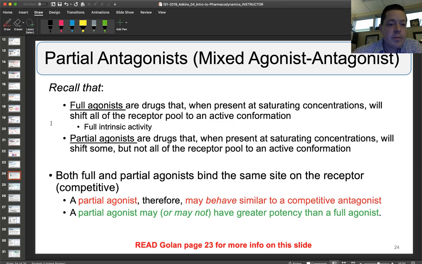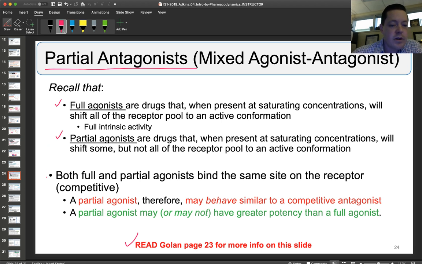Now, in some instances, this is one thing I want you guys to star, and definitely go and read these pages here, because I want you to see what is written in these particular slides. We'll cover it in the next one, but remember, we've talked about full agonists and we've talked about partial agonists. But let's think about what happens if you have full agonists present and then all of a sudden you start adding some partial agonists.